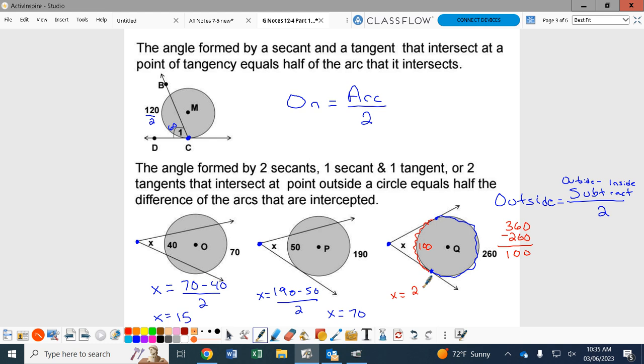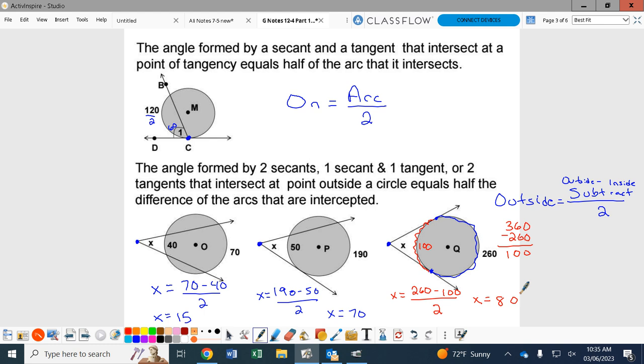Then you can do the new math, which is still the same thing: the outside arc 260 minus that inside arc 100, all divided by 2. Outside minus inside divided by 2. Big one minus the small one divided by 2. What does that give you when you work it out? 80. Yes. Perfect, 80.